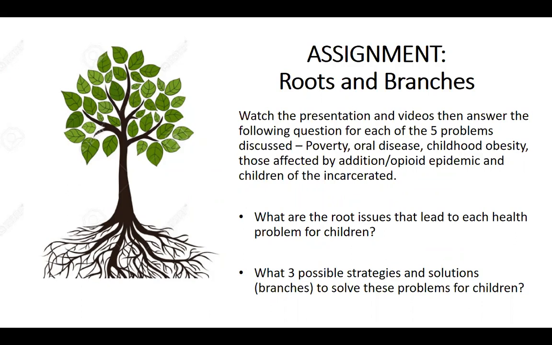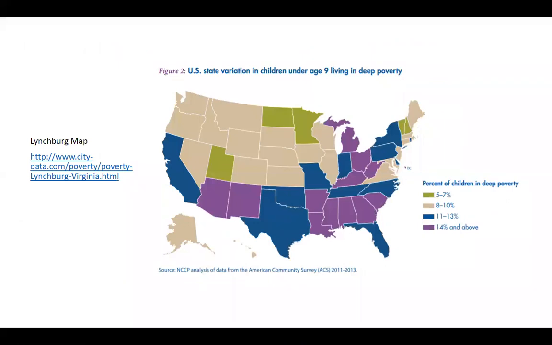The second part of the question is to think of 3 possible strategies or solutions, or the branches, that would help in reducing these health disparities and solving these problems for children. So I encourage you to, again, work through this and take notes as you're going along with the videos as well.